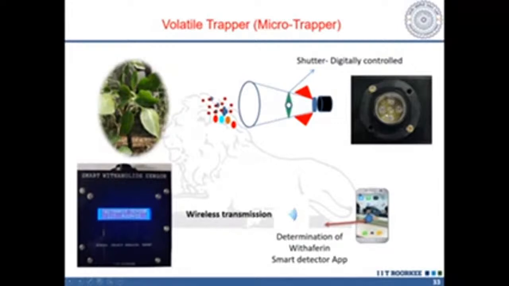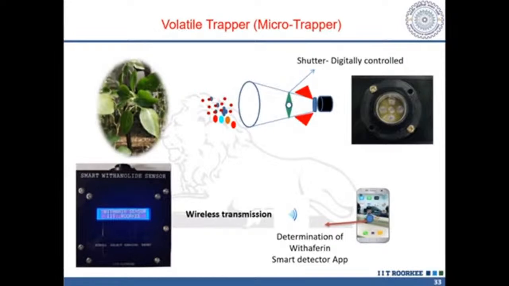So why is this laser important? Normally, the volatile emission is very low from the Withania leaves. So this is what the laser will do. The laser will, in milliseconds, give one heat pulse into the leaf, and these volatile metabolites will come out, and that will be detected by this sensor.